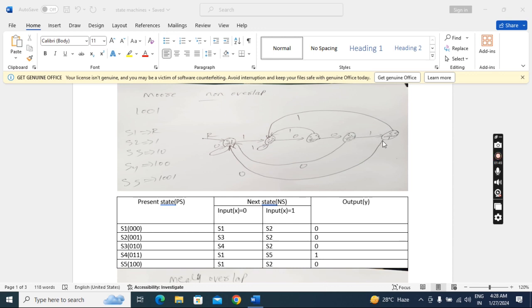So when we are at S5, when input is 1, we are going to S2. But when 0, we are going to S1. Okay, right.